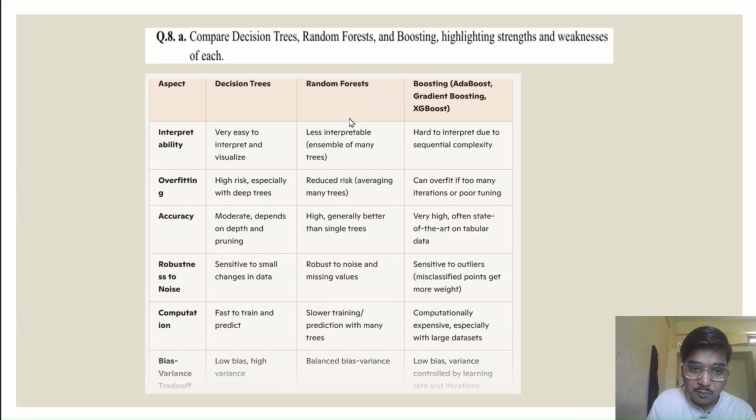Random forest performs slow training or prediction with many trees, and boosting is computationally expensive, especially with large datasets, it takes a very long time to compute. In decision trees, the bias-variance trade-off is such that it has low bias and high variance. In random forest, the bias-variance trade-off is balanced. In boosting, the bias is generally low and the variance is controlled by the learning rate and the iterations.